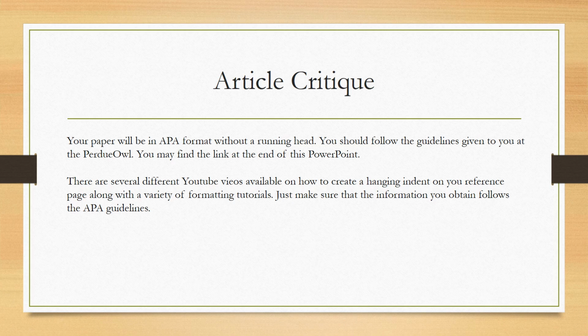The final article, again, is going to be due June 21st. It doesn't need to be more than 2 pages long. To get all the information, it's going to be at least 1.5 pages. So your paper is going to be in APA format without a running head. You should follow the guidelines that you can find at Purdue OWL.